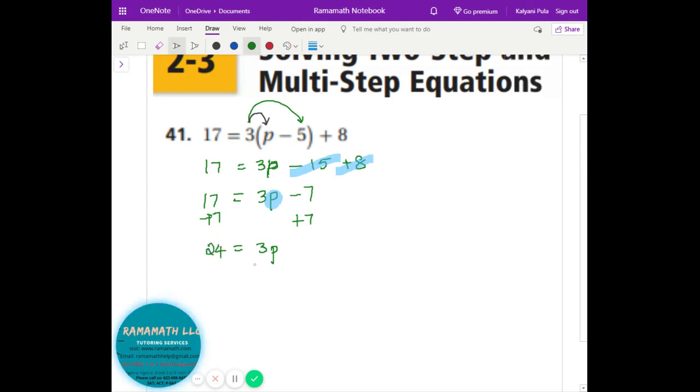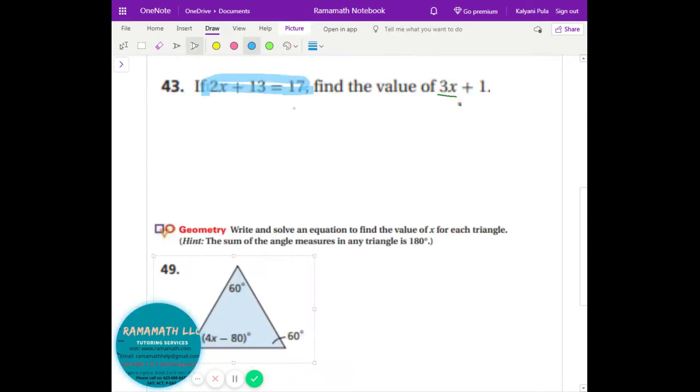And then 3 times what gives you 24? Or you can do the inverse operation of that. The p is here, which is multiplication there, so the inverse is division. So you divide both sides. So you get p equals positive 8. Okay, good work, guys. Good work. So that's really the key in this one.